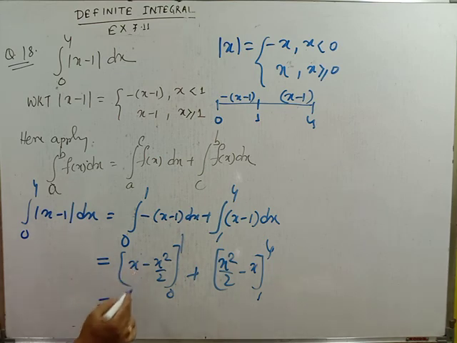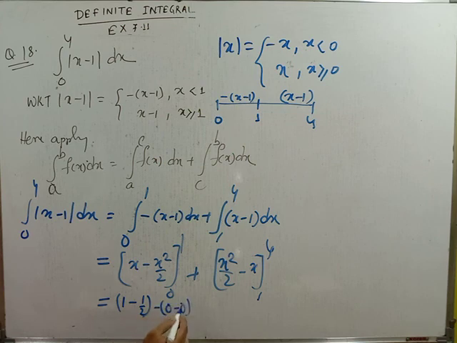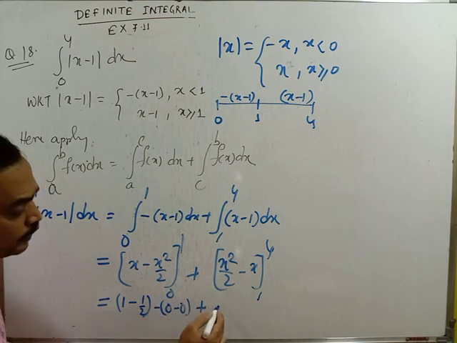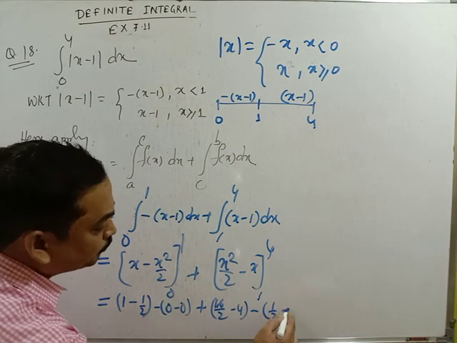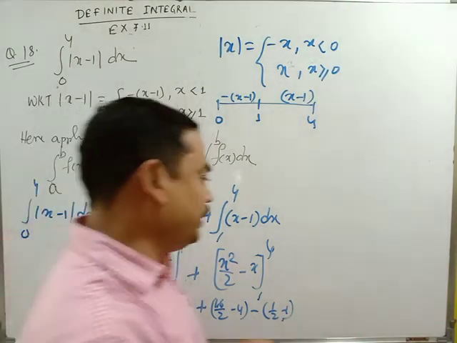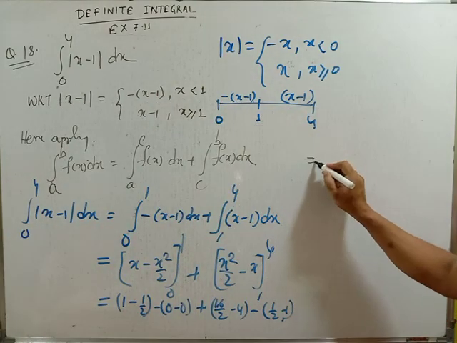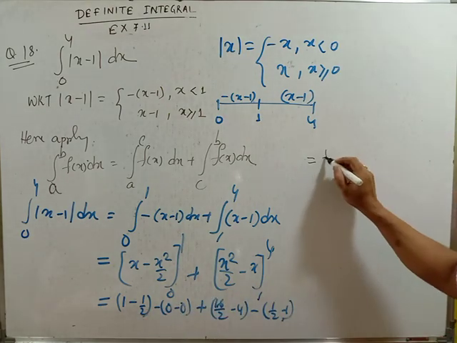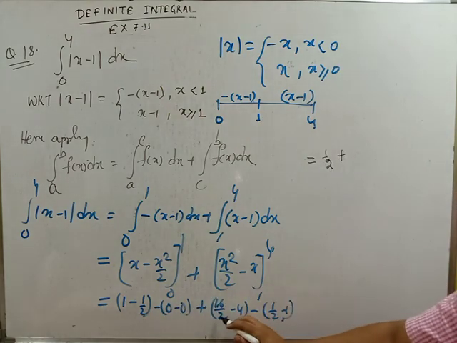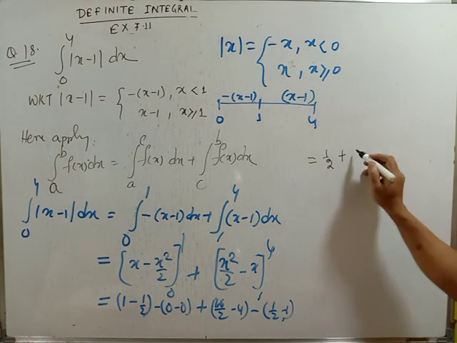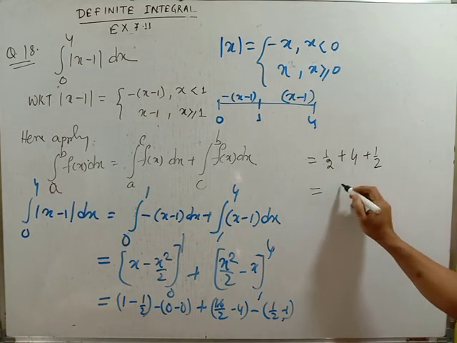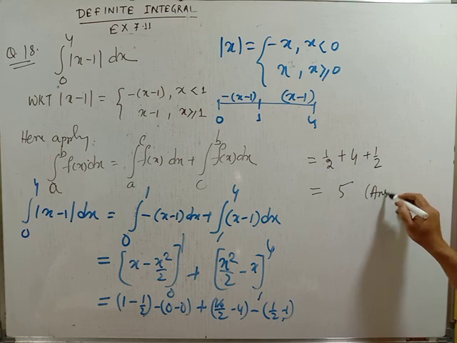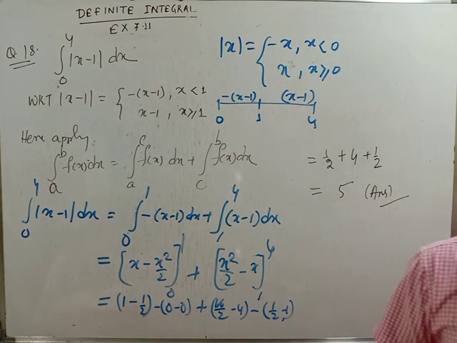Now apply the limit. This will be 1 minus 1 by 2 minus 0, plus here you are writing 4 square, 16 by 2, minus 4, minus, 1 by 2 minus 1. On simplification, what are you getting? This is equal to 1 by 2, plus 2 cancel, 8 minus 4, 4, minus of minus 1 by 2, plus 1 by 2, so the answer is equal to 5. So this is the answer of this integration.